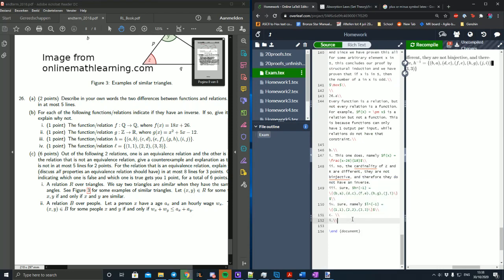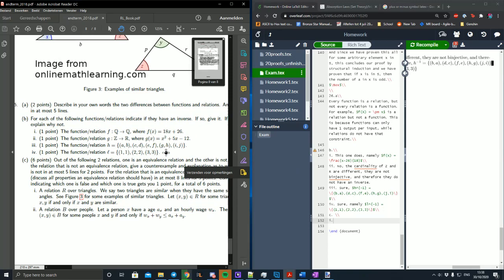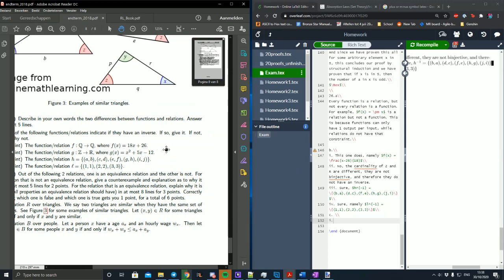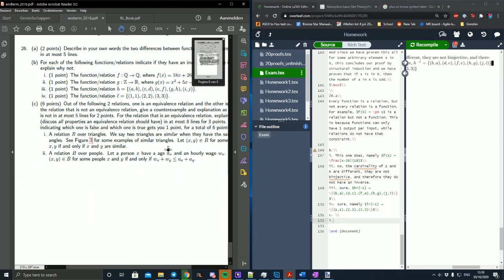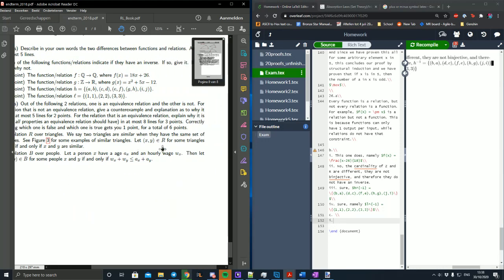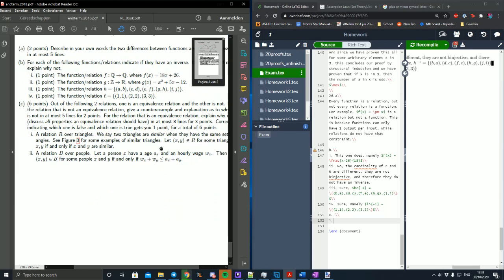So if we look at C3, I hate the fact that exams are like that. Out of the following two relations, one is an equivalence relation and the other is not. For the relation that is not an equivalence relation, give a counterexample as an explanation of why it is not, at most 5 lines for 2 points. For the relation that is an equivalence relation, explain why it is, because it has all the properties an equivalence relation should have, at most 8 lines for 3 points.